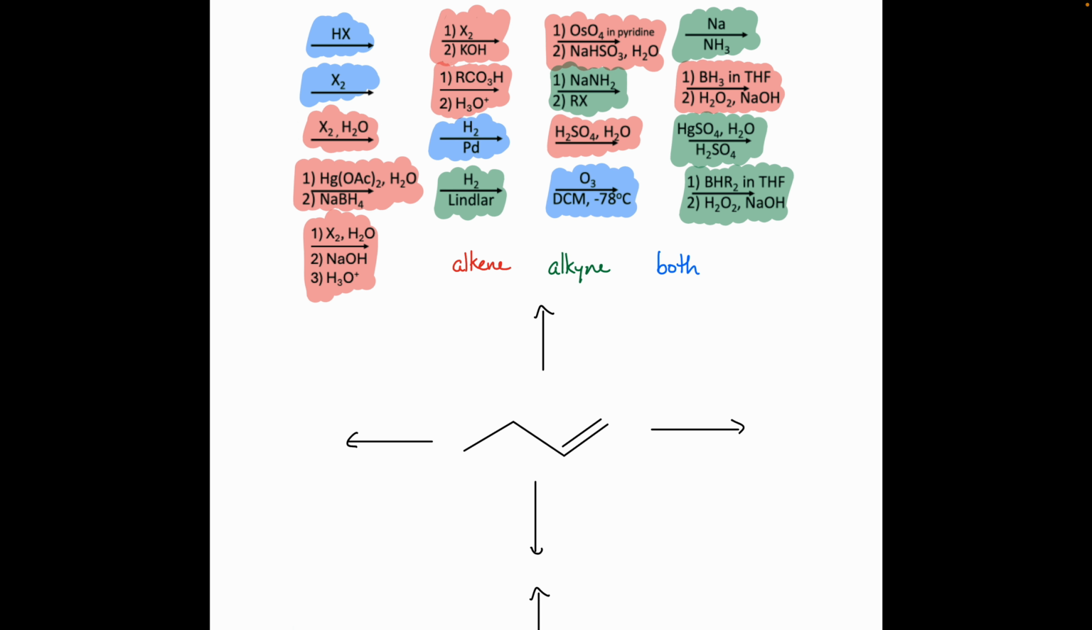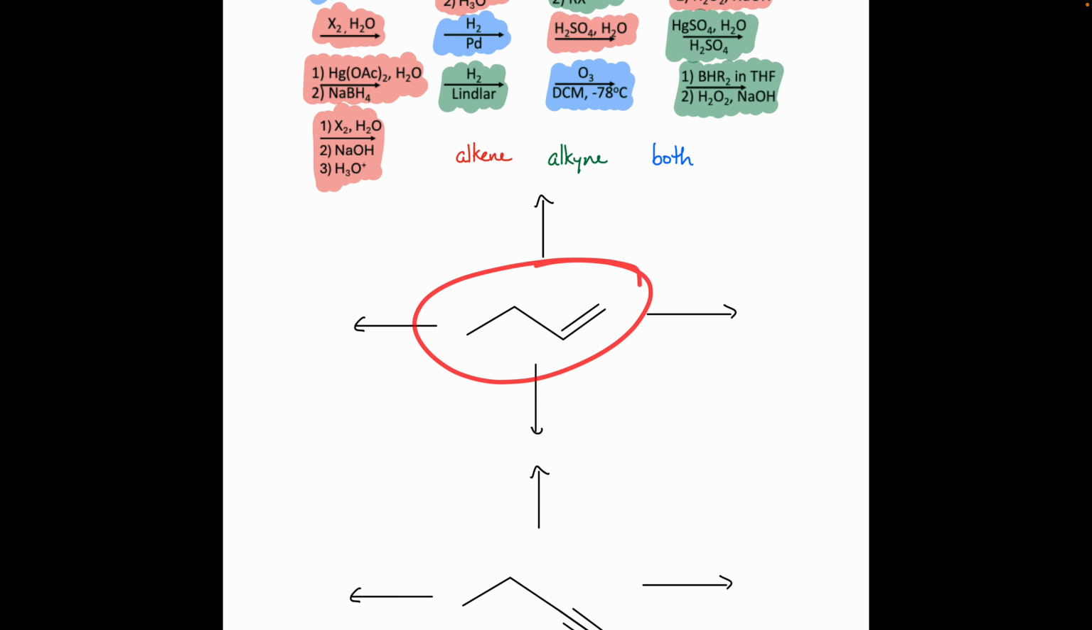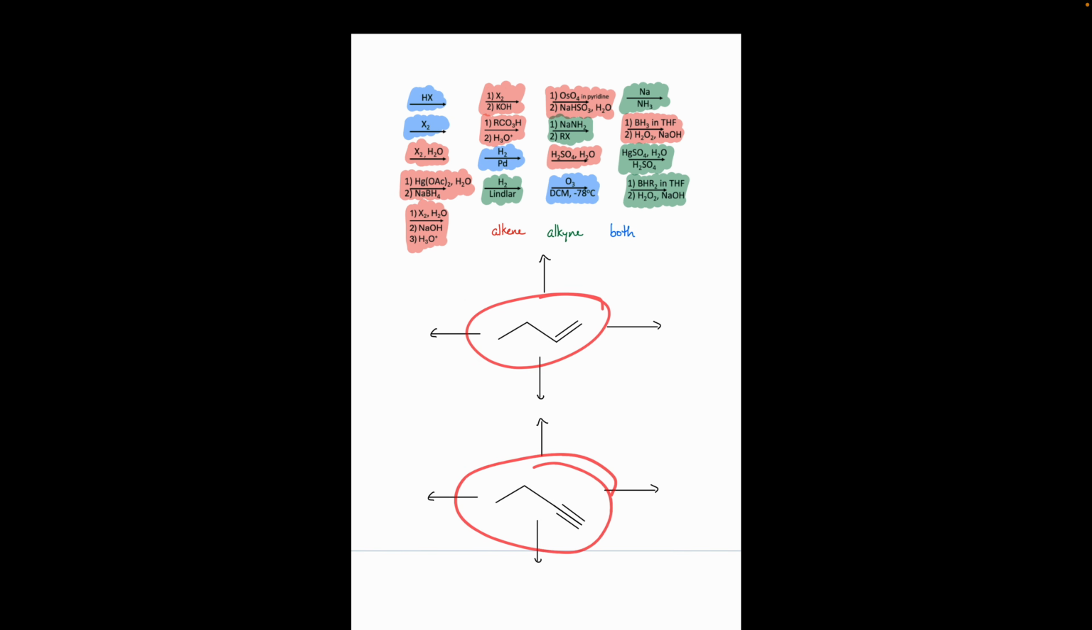All right, so take a few seconds again. You're going to pick 4 of these reactions to do for an alkene, and then 4 to do for an alkyne, and then we're going to go through a few of them.